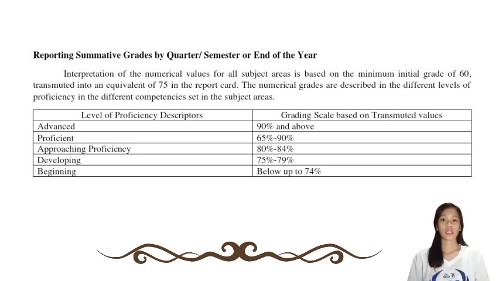The table on screen shows the different levels of proficiency descriptions and the corresponding grading scale based on the transmuted values. Here, we can see that students who get a grade of 74 and below belong to the beginning level. Those who get 75 to 79 are described as developing. Those who get 80 to 84 are categorized as approaching proficiency. Students who get 85 to 89 are considered proficient, while those who get a rating of 90 and above are considered advanced. So, that will be all.